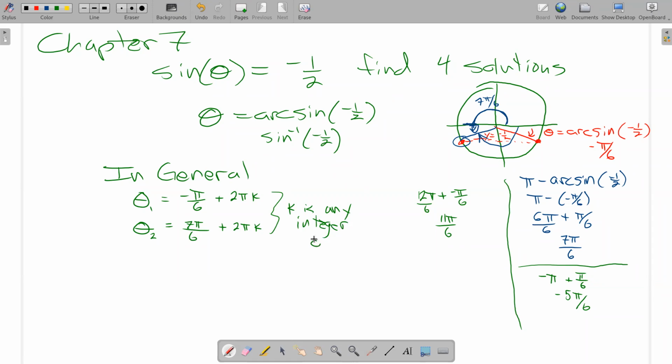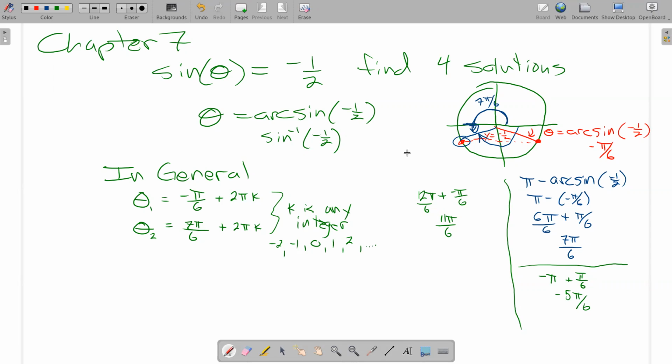So k could be 0. In that case, I get negative pi over 6 or 7 pi over 6, but k could be 1, like I added 1 2 pi here. K could be 2, I could add 2 2 pi's, and so on. But I could also go the other way. I could go around clockwise, negative 1, negative 2. And so these two formulas right here are going to give me all possible solutions.